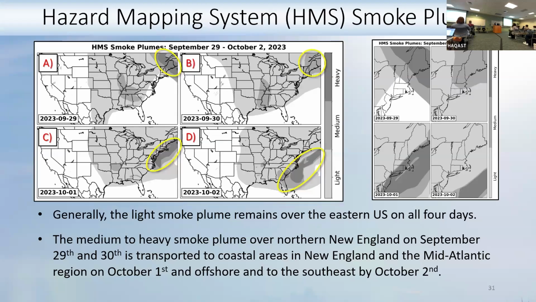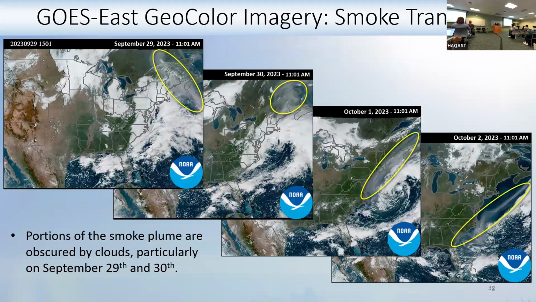And then here's just another view that we use, the GOES East GeoColor imagery, to see this smoke transport. We basically see the smoke plume in the same locations that the HMS smoke plume showed. It's just a different way to view it. The main point here, though, is that the smoke plumes can be obscured by the clouds, particularly on September 29th and 30th.